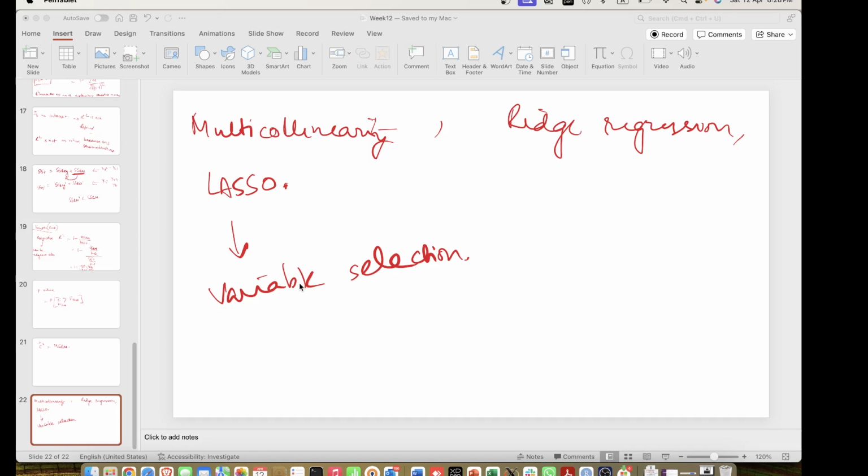So the challenge for us is that we'll have to select from a pool of variables. We'll have to select the ones which are crucial, or which are important variables for our regression.